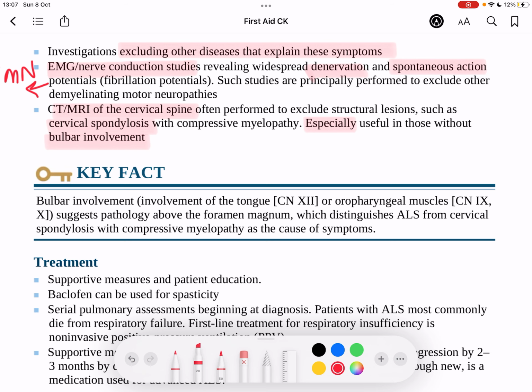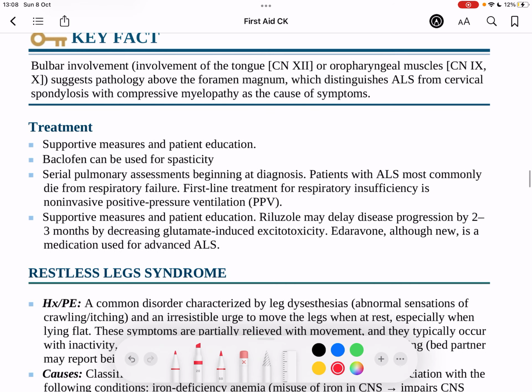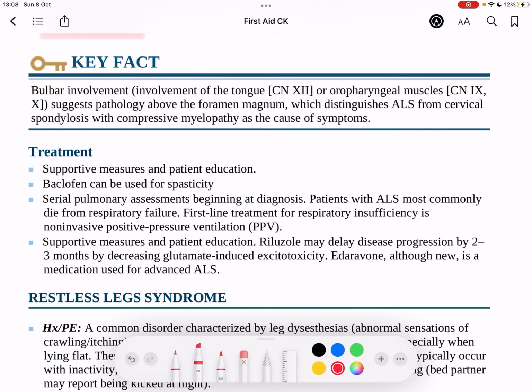Just a quick key fact, bulbar involvement of the tongue, like cranial nerve 12 involvement, and oropharyngeal muscles like cranial nerve 9, your oropharyngeal stuff, suggests pathology above the foramen magnum, i.e. within the skull, and this helps distinguish ALS from cervical spondylosis. This is exactly what I've been saying.